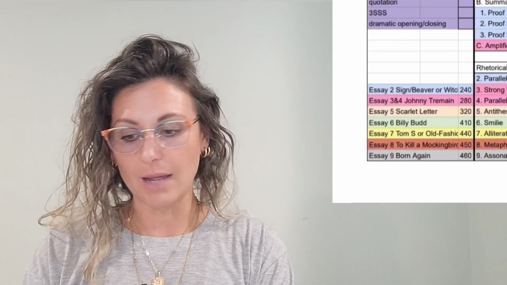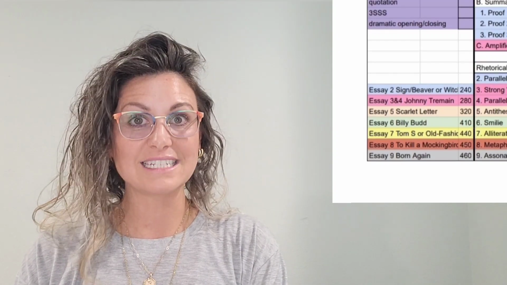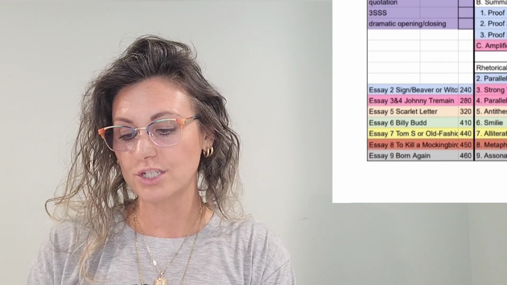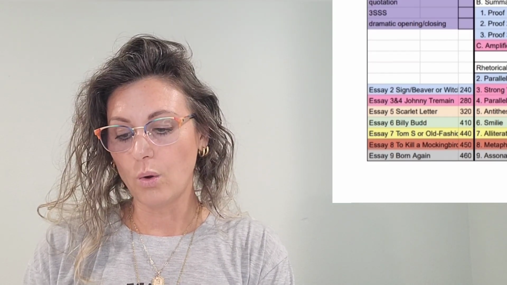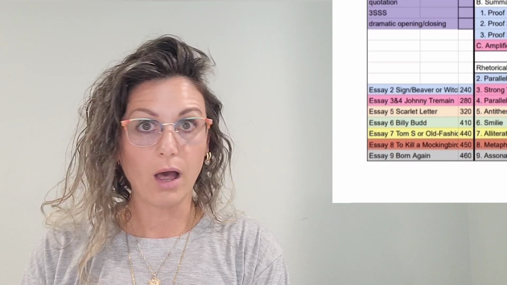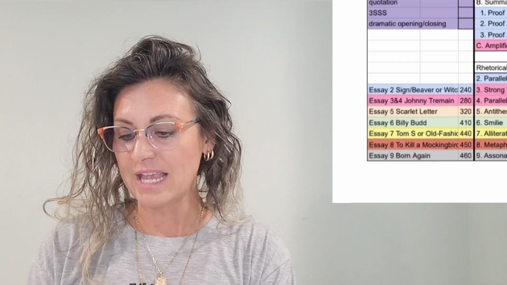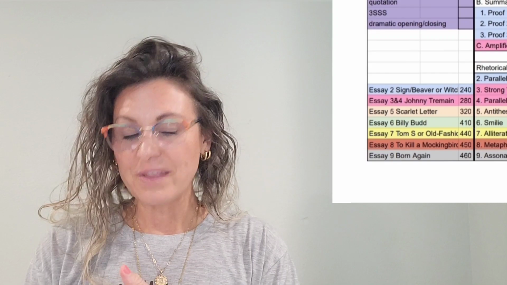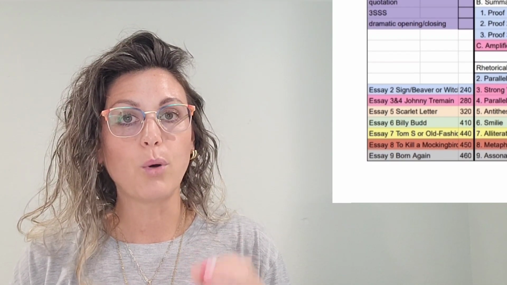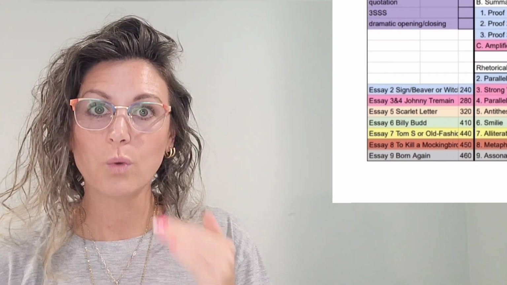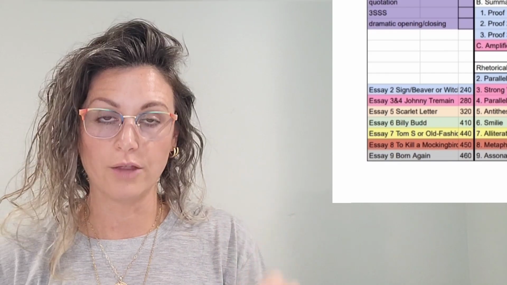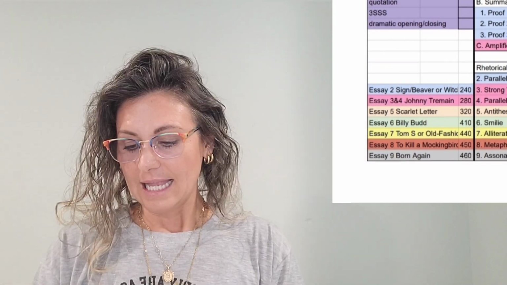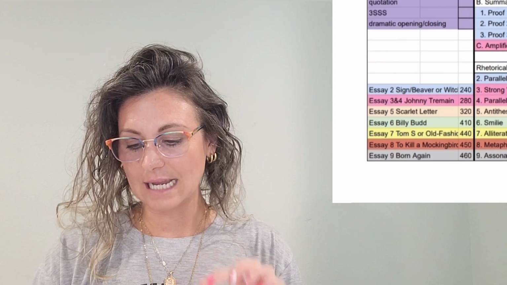We have the essay number, then I have the book that is assigned for them to be writing that essay over. So essay 2 is going to be written over Sign of the Beaver or Witch of Blackbird Pond, whichever one your community reads. Essay 4 is going to be written over Johnny Tremaine, so on and so forth. At the far side of that, you'll notice a point total. That's how many points are required and available if they complete all the outline, all the figures of speech, and all the MLA components. Each of those go through every essay down to the end.